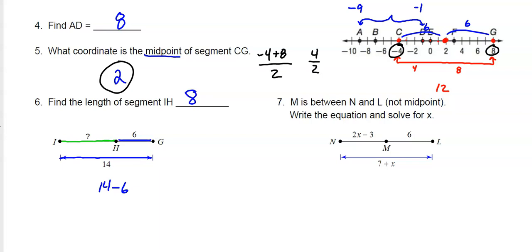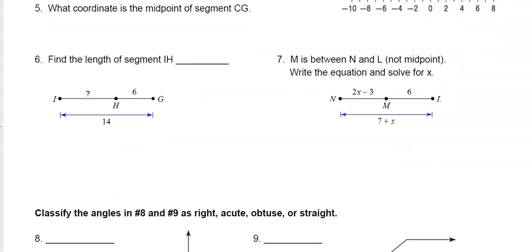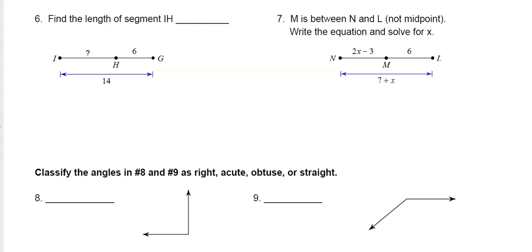Ooh, number 7, we got a little bit of algebra here. So here's where we're going to kind of have to step up our game a little bit. Number 7 says M is between N and L, not the midpoint. So it's not in the middle. Write the equation, solve for X. So what I'm going to have to do is say this piece, the left piece, N to M, when I add that to the right piece, 6, M to L, it should equal the whole thing from N to L.